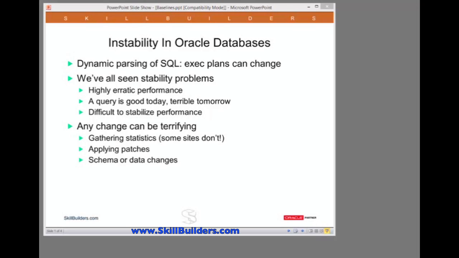You can try to stabilize the situation with hints, but that's seriously bad news, a huge amount of work at the time, and potentially awful problems with maintenance later. The end result is that managing change in the Oracle environment can be a terrifying process. You never know what's going to happen. Even something as basic as gathering statistics, which should do nothing but good, can sometimes cause performance to degrade appallingly. I've seen sites where the DBAs refused to gather statistics simply because they didn't dare take the risk of performance dropping.